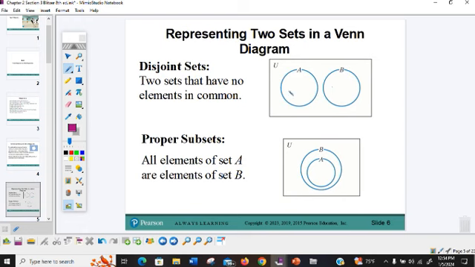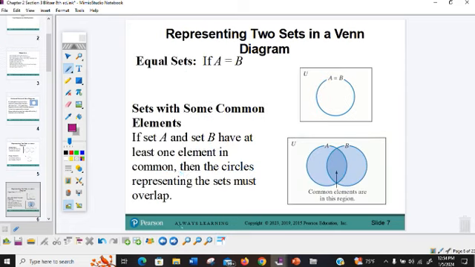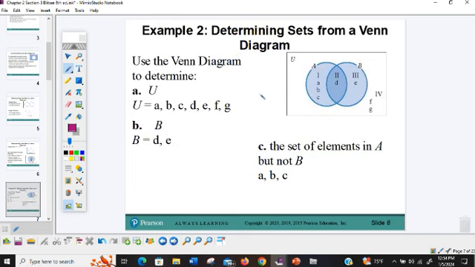If two sets are completely separate, they're called disjoint. If one is inside the other, they call them proper. Okay, if A equals B, if they are equal, they're the exact same content. Everything is the same circle, okay? If they are two different sets but have common elements, so this would be set A, this would be set B, but what's in the middle here is what's in set A and B. It's where they overlap.